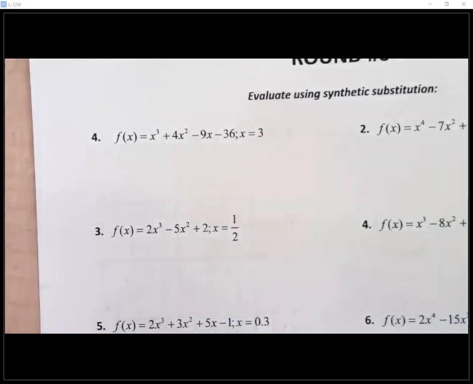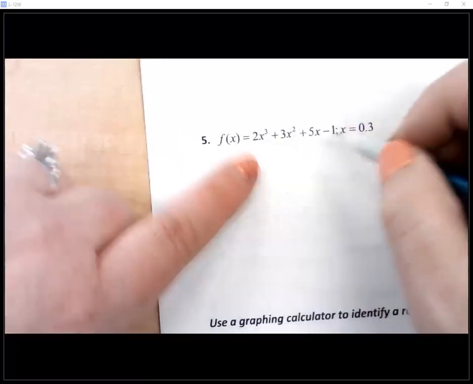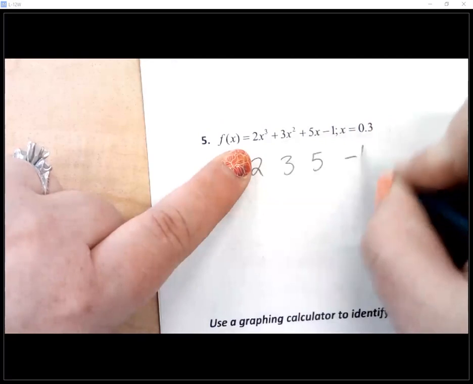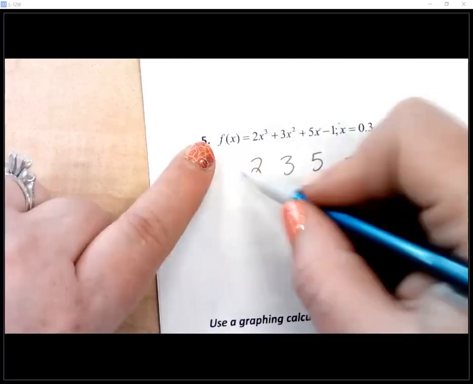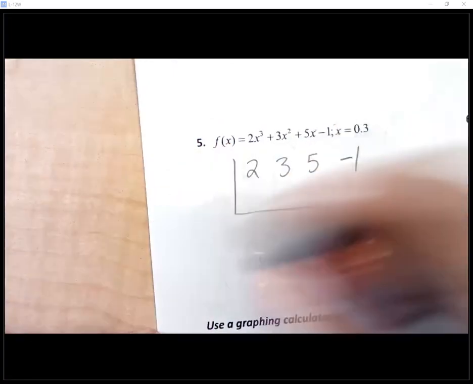So, I don't know. What looks bad? 5, because you got a decimal? All right, let's do 5. It's no big deal. I'm just gonna pull down all my numbers. 2, 3, 5, -1, 3, 2, 1, none. Don't change anything. I'm just taking them as they are, and I'm gonna plug in the number as is, 0.3.